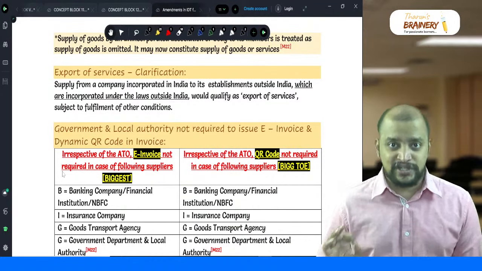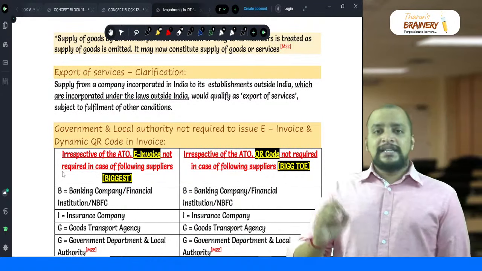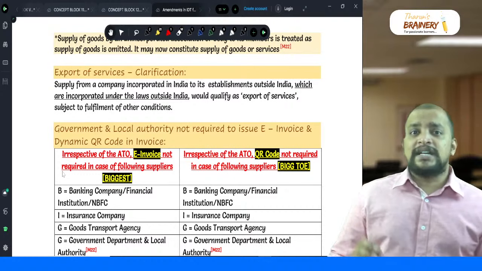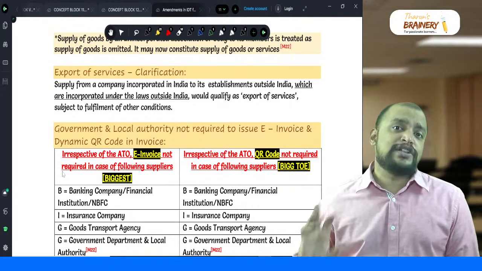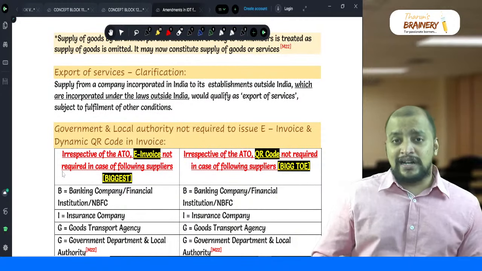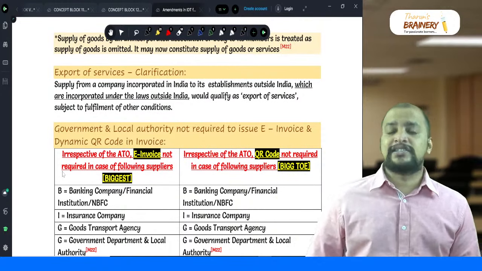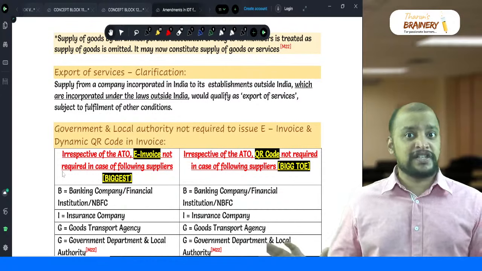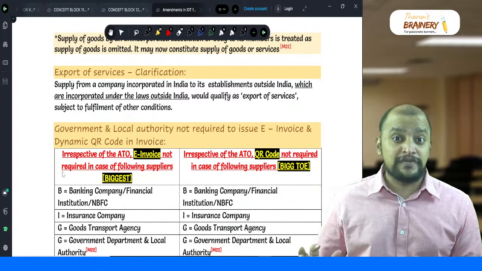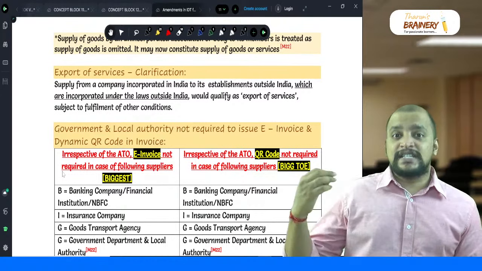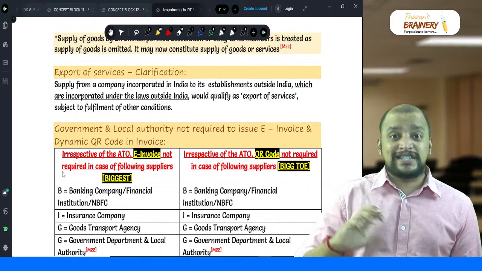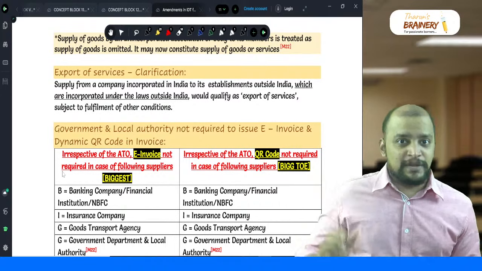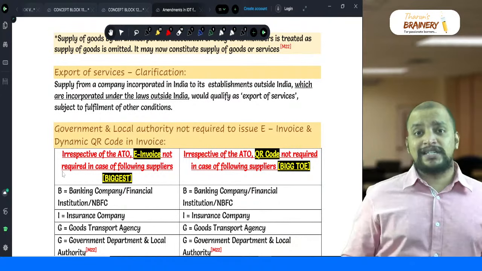On that condition, that the supplier and recipient are not two establishments of the same person, a clarification has been given. For example, there is a company in India. That company started a branch outside India. When the company in India provides services to its branch outside India, will it be treated as export of service? Even if all conditions are satisfied, it will not be treated as export of service. Why? Because the recipient should be a different person. If the supplier and recipient are two establishments of the same person, it will never be treated as export of service. So what are they clarifying?